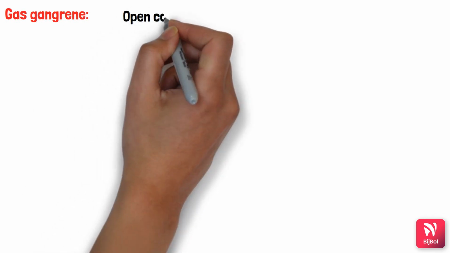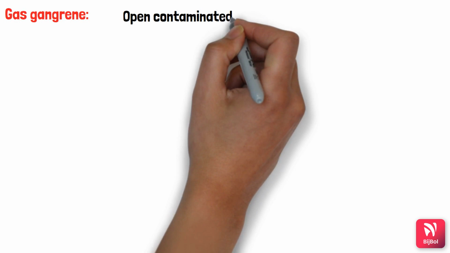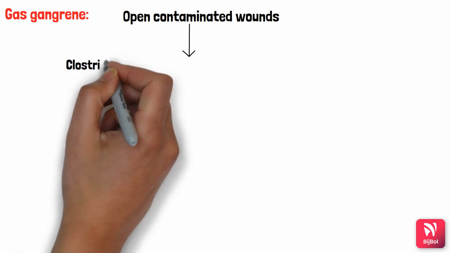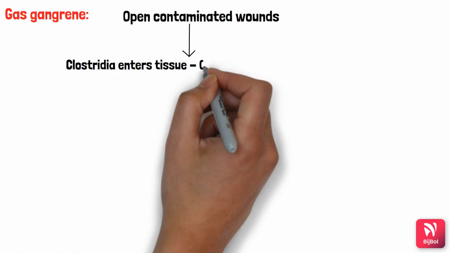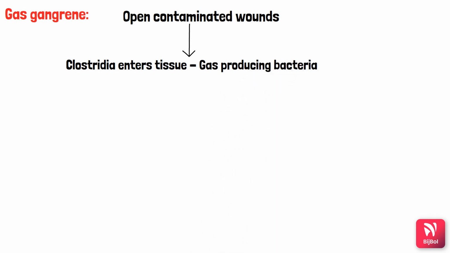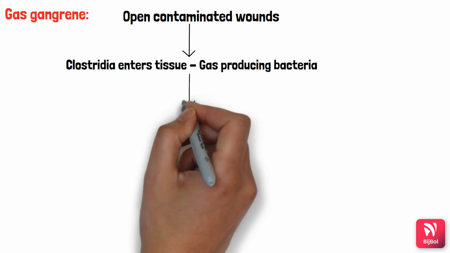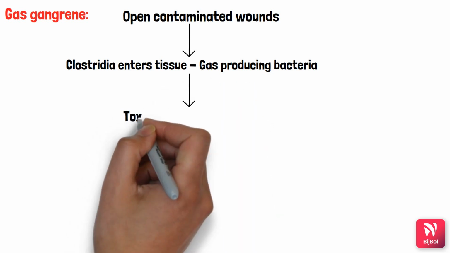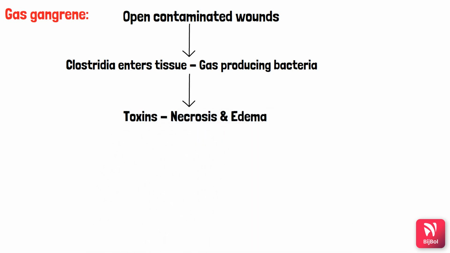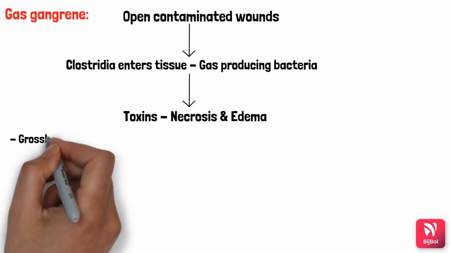Next we will talk about gas gangrene. It is a variant of wet gangrene. Here, through open contaminated wounds, there will be bacteria, that is Clostridia, which is a gas forming bacteria. It enters the tissues through the open contaminated wounds. Whenever it enters the tissues, it will start to release toxins. So Clostridia produce various toxins that result in necrosis of the tissue as well as local tissue edema.